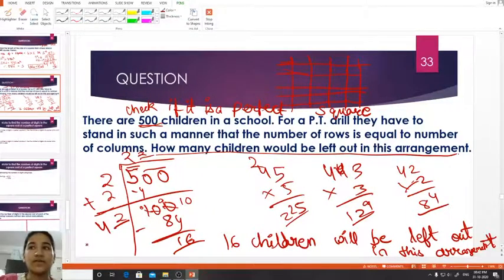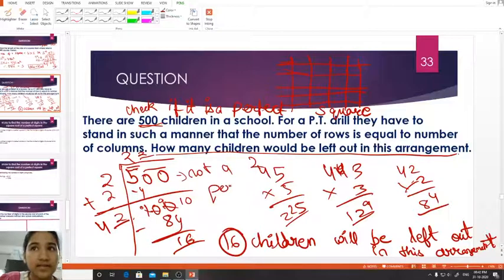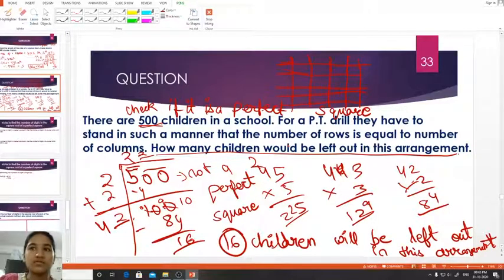Right. So alright, we have understood how many children will be left out? 16 children. Right? So are we done with this question also? Let me explain one more thing. This is not a perfect square. We concluded that. That's why we were not able to arrange the children in such a way that the number of rows is equal to the number of columns. We were not able to arrange them, right? So 16 children were extra. If they would be less, then obviously it was possible.